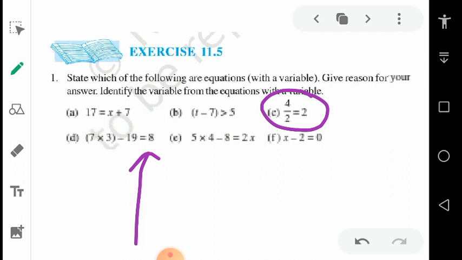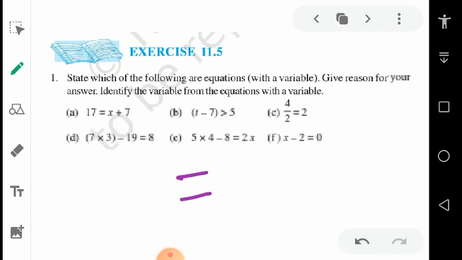In the same way you will check the remaining. Again I tell you, if there is an equal sign in an expression, it is called an equation, and if there are some symbols taken from the English alphabet like x, y, a or b, then it is an equation in a variable. So you have to check which among these is an equation with a variable.